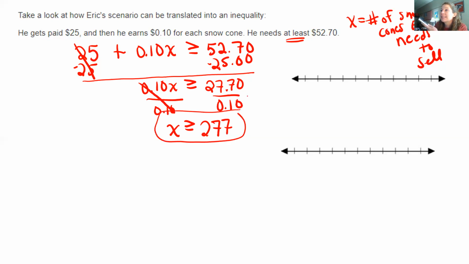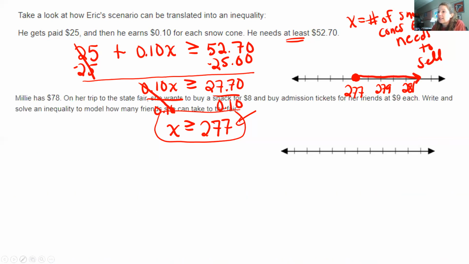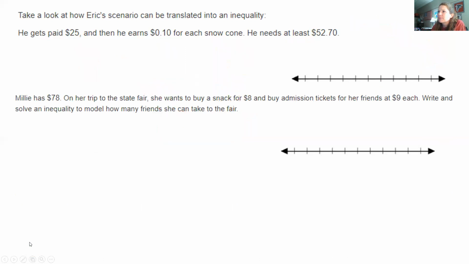So if Eric needs at least $27.70 and he's only making 10 cents per snow cone, he's got to sell 277 snow cones. So the number of snow cones Eric has to sell is 277 or more, right? So he could sell that many and he'd have exactly $27.70, or he needs to sell more than that. All right, let's see what else we got.